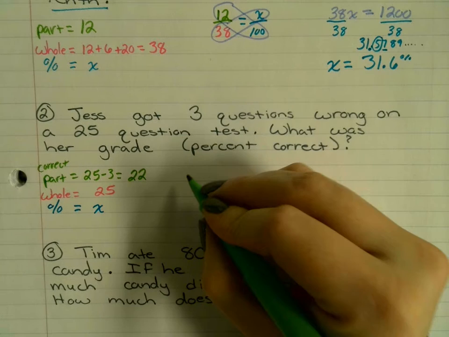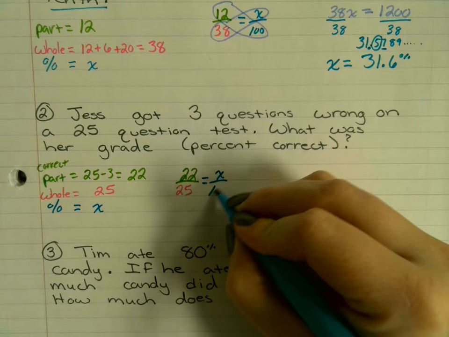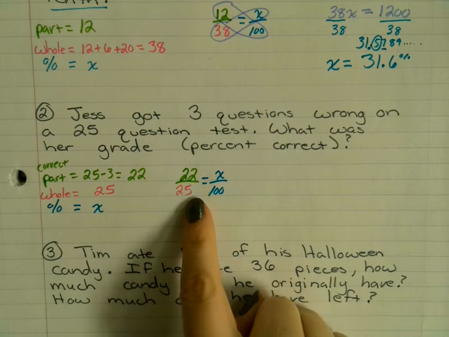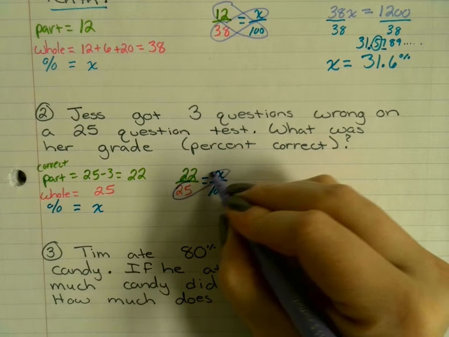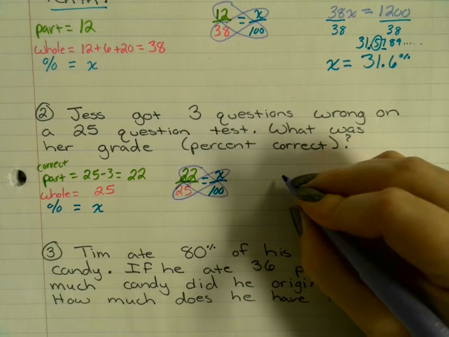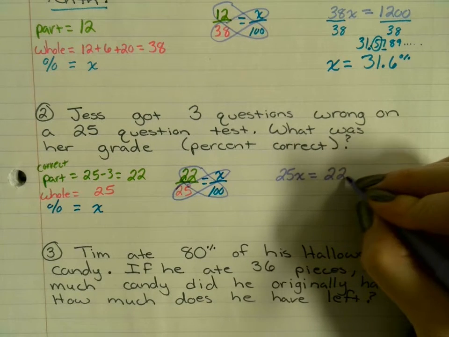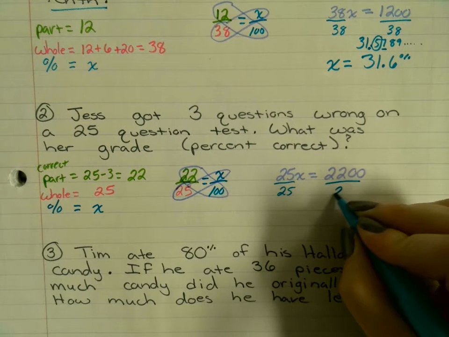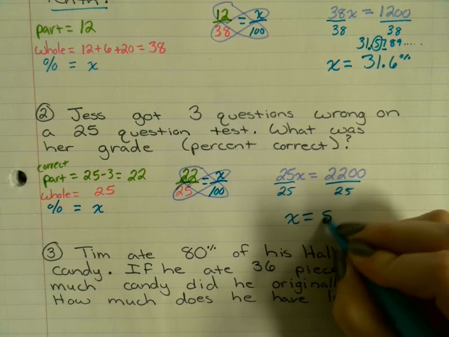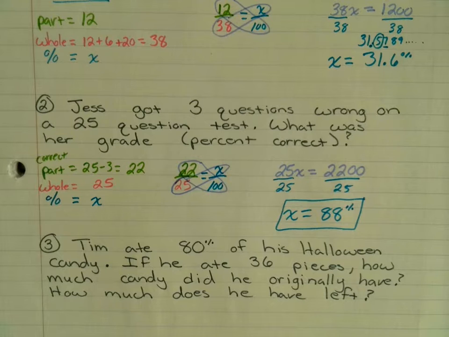So when we set this up, we're going to put 22 over 25. And we're going to set that equal to x over 100. 22 over 25 equals x over 100. Then we just perform the cross product. We're going to do 25 times x and 22 times 100. 25 times x gives us 25x, and 22 times 100 is 2,200. Then you just divide both sides by 25, and you'll find out that her percentage on the test is an 88%. So that means she correctly answered 88% of the questions.